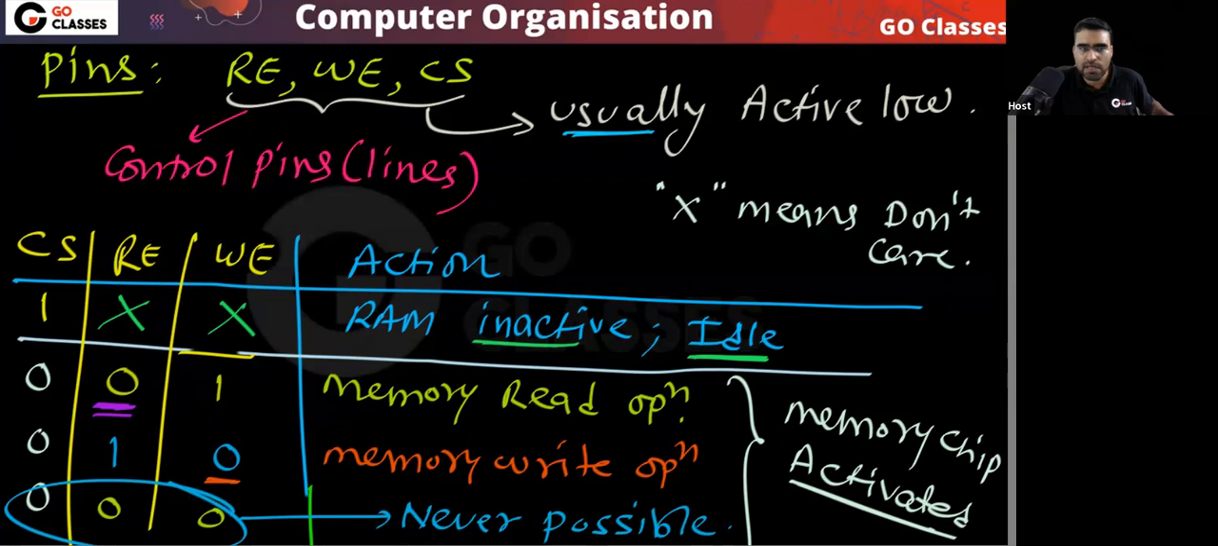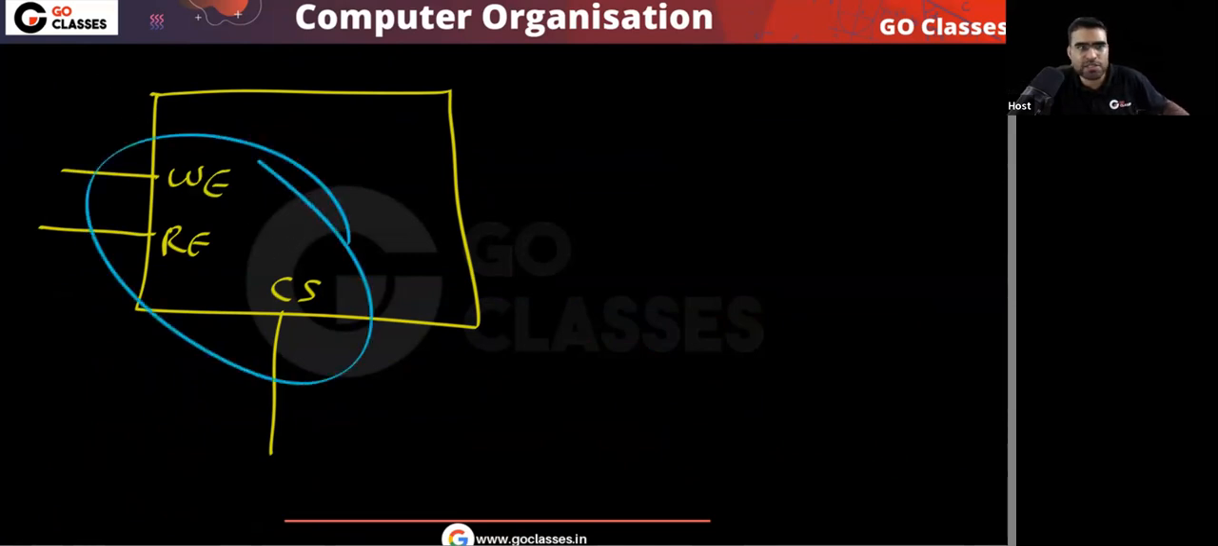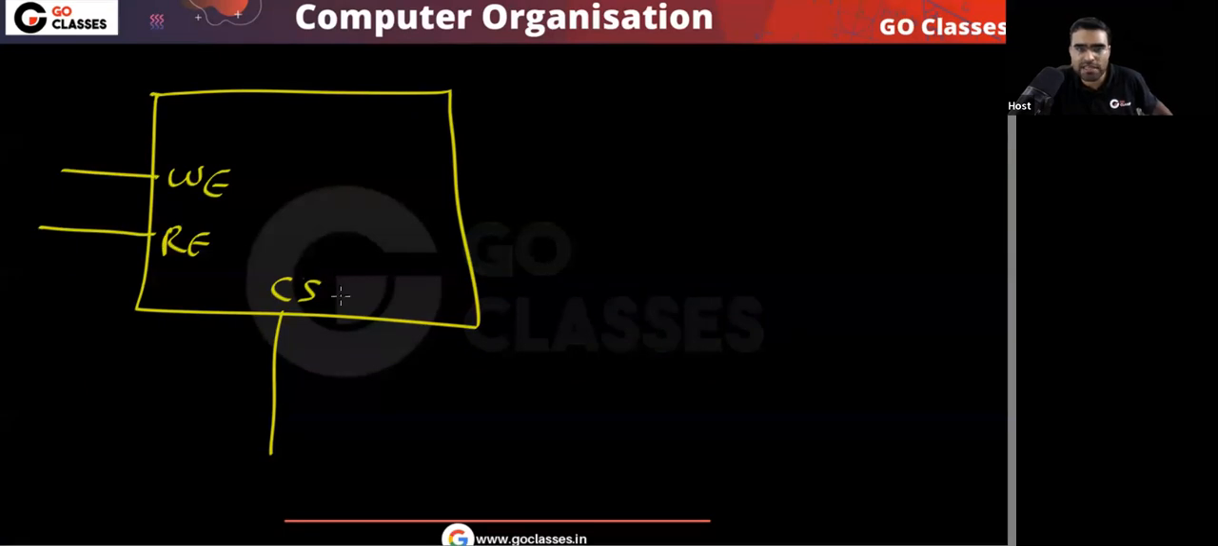Now remember one thing: in the GATE exam, they can give you that these pins are active high. Yes or no? They can give you this type of diagram and say that these pins are active high. Okay, is this clear? This is also possible in the GATE exam. They can say that these pins are active high, or maybe they can simply say that chip select is active high.